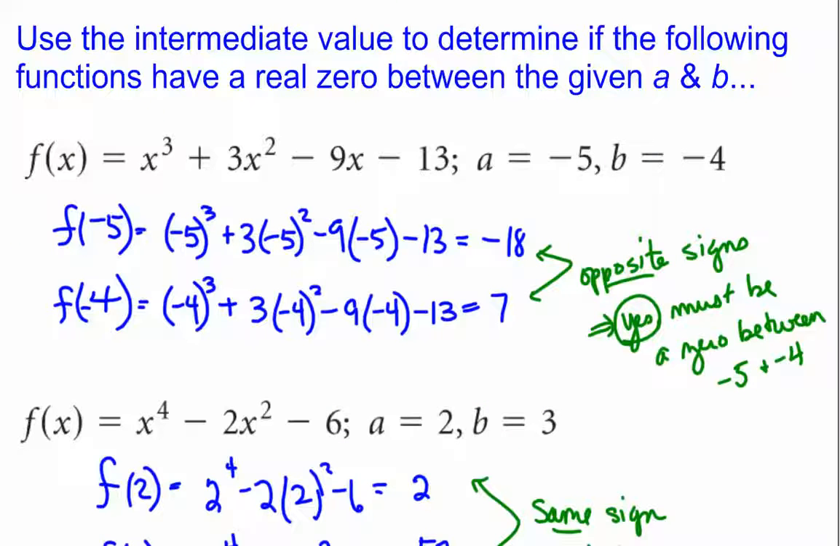Let's take a look at an example. Can we use this intermediate value theorem to determine if we have a 0 between the given a and b? So here's our function f of x, and then a is -5 and b is -4. So how are we going to figure out if we have a 0? Well, we plug the -5 in and work it out. When I plugged in -5, worked it out carefully in the calculator, I got -18. When I took the -4 and plugged that into my function, again just using the calculator, I got a 7. I note that these are opposite signs, so somewhere between that -5 and the -4, my graph crosses the x-axis. I have a 0.